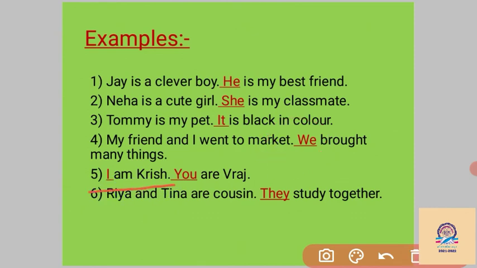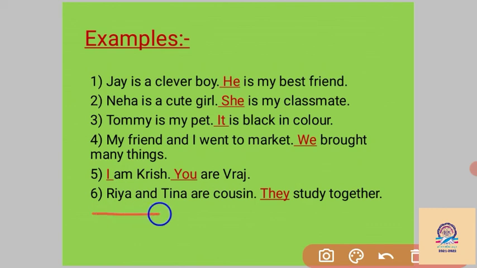Then, I am Chris. The speaker is I. Who is speaking? The speaker in the sentence is I. So, I am Chris. And the listener is the second person, you. You are Vraj. To whom are we talking? The listener is the second person, and we use you for the listener.